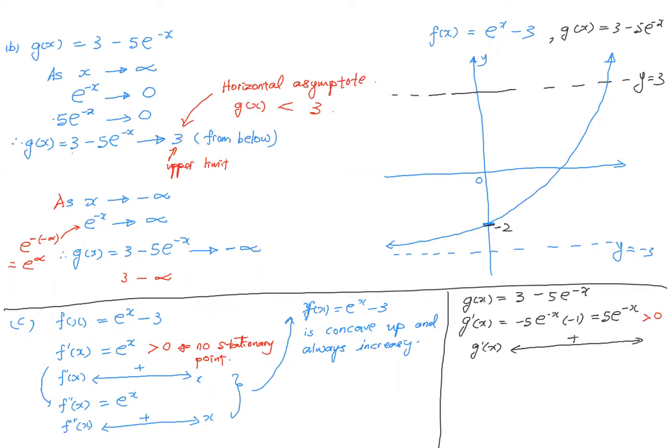Oh, the domain given is 3 to 4, so you restrict to 3 to 4 when you sketch the graph, but they didn't ask us to sketch the graph, okay? So we don't care. Excuse me.